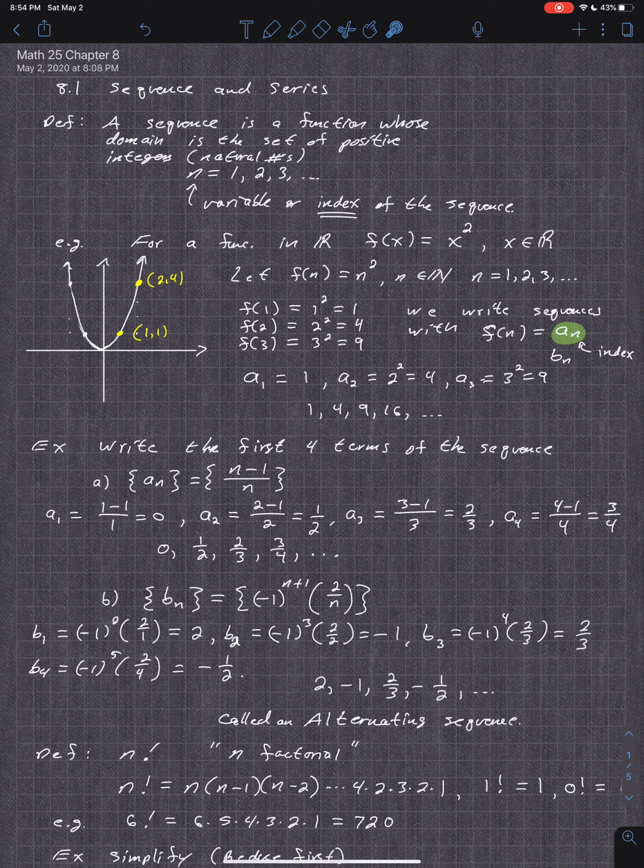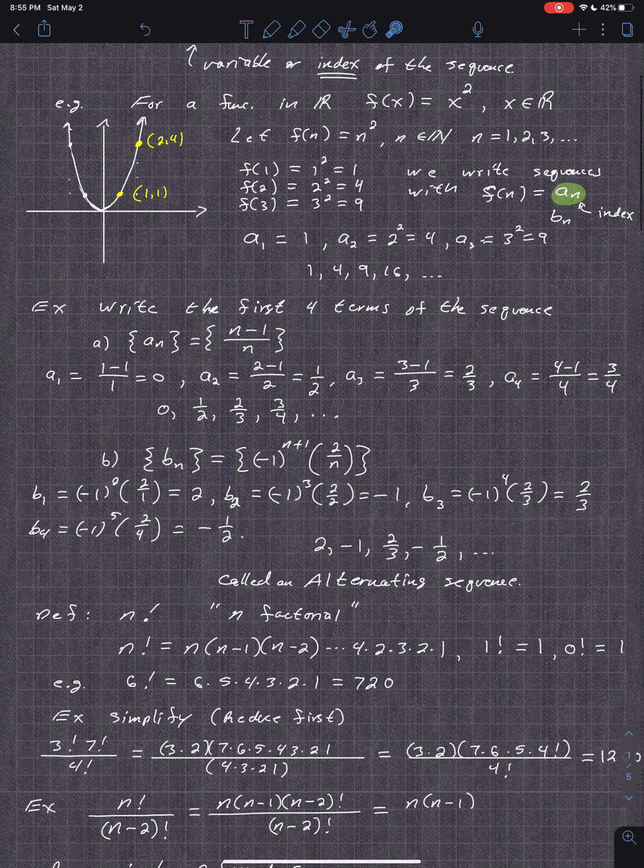So for the one above, a1 is 1, a2 would be your 4, a3 would be your 9. And really this is how you write out the sequence: 1, 4, 9, 16, 25, right? You'd be squaring all those numbers. So that's the sequence. The sequence of squares, basically.